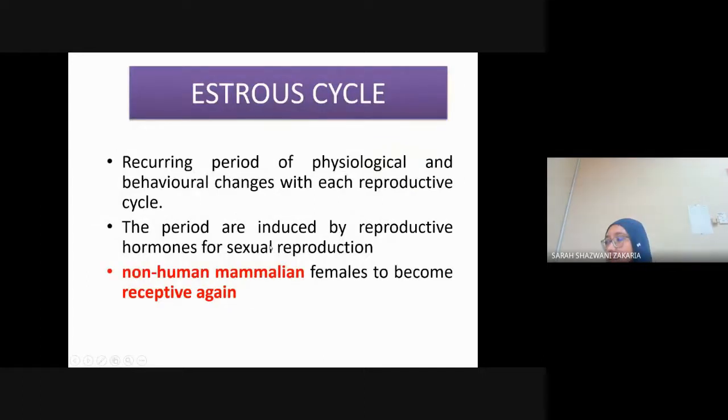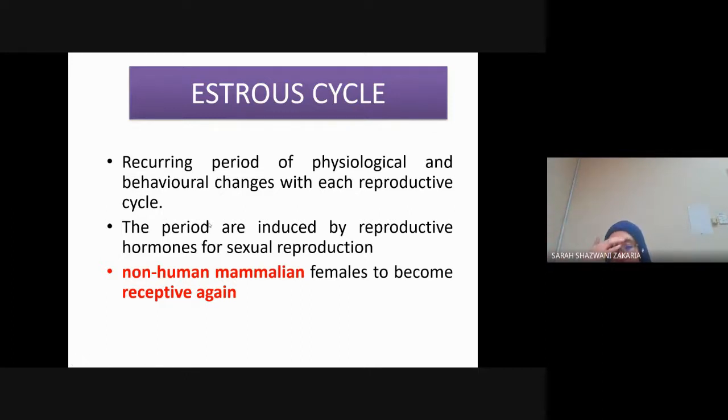So next is the estrous cycle. The estrous cycle is the ovarian menstrual cycle in animals, a recurring period of physiological and behavioral changes with each reproductive cycle. The unique thing for animals is the behavioral changes. These periods are induced by reproductive hormones, of course FSH and estrogen.